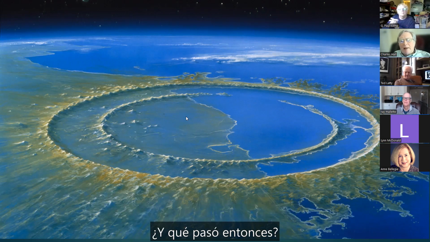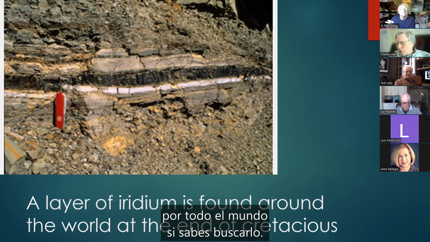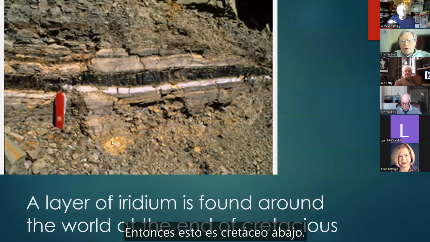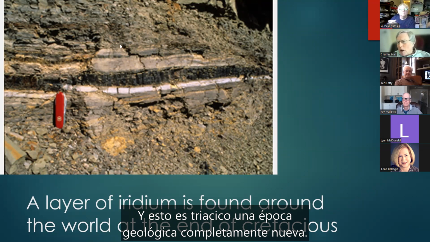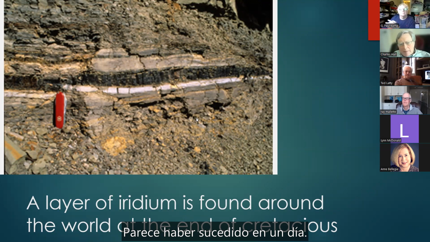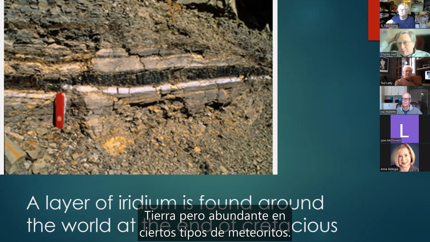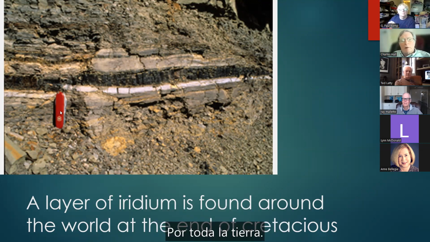And what happened then was it left a layer that you can find all around the earth if you know how to look for it. So this is Cretaceous down below, and this is Tertiary, a whole new geological epoch that appears to have happened in one day. And you find a layer of iridium, which is rare on Earth but abundant in certain types of meteorites, all around the Earth at this geological layer.